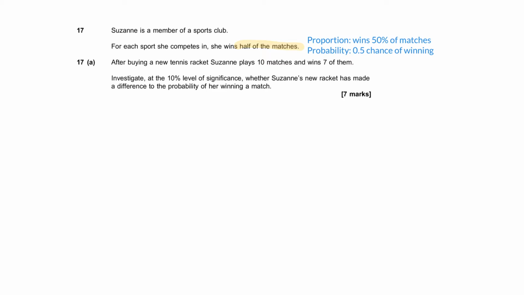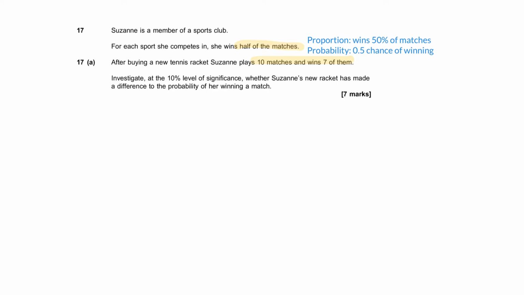So we always have those two views on a value like that, and we can switch backwards and forwards between them, proportion and probability. Okay, after buying a new racket, Suzanne plays 10 matches and wins 7 of them. So that already sounds like some improvement. On her prior statistics, we'd only expect her to win half of them. She should only win 5, but she's won 7. And the test is going to come down to whether that is a significant improvement or whether 7 is close enough in line with the 50% proportion from before.